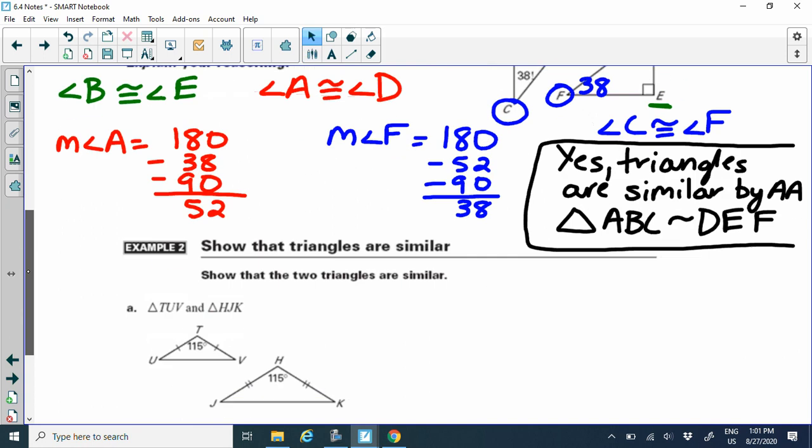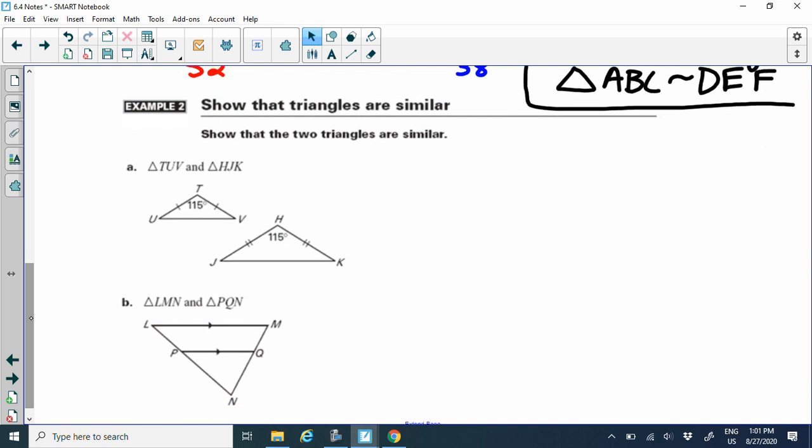Okay, so now let's go to example 2. In this case, we're not determining that they are similar, but we are showing it. We already know that the triangles are similar. We just need to show the work or the backup information saying that they are. So for part A, we have triangle TUV and triangle HJK. We need to just show that two pairs of corresponding angles are congruent, and that's what we show.